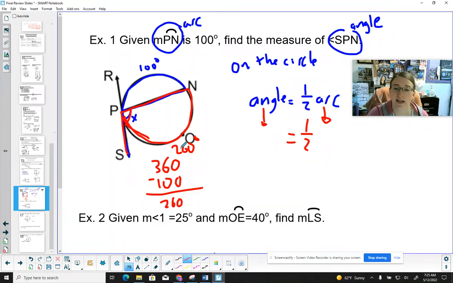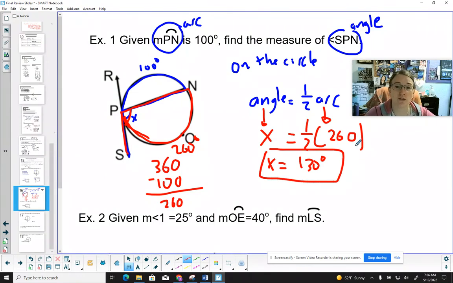This 260, again, is that going to go in the angle spot or the arc spot? 260 is the arc, so it goes here. And I'm trying to find my angle, which is the SPN. That's what I'm finding. That's my x. My angle is x. So all I've got to do is go to the calculator and get half of 260, because x is by itself. Half of 260 is 130.